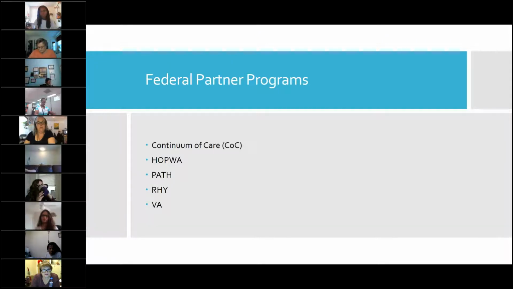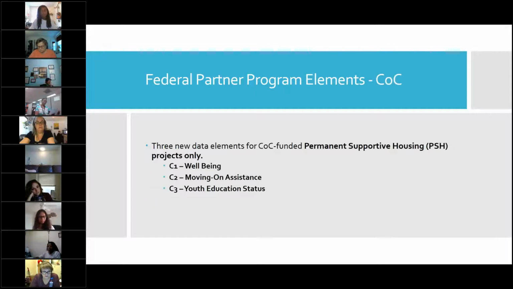As there are not any RHY projects in our HMIS implementation, we will not be covering these areas today, but we'll go over the other funding type changes. Next slide, please, Ara. So for federal partner program elements in the COC, there are 3 new data elements to be collected for permanent supportive housing projects only. These new data elements are well-being, moving on assistance, and youth education status.